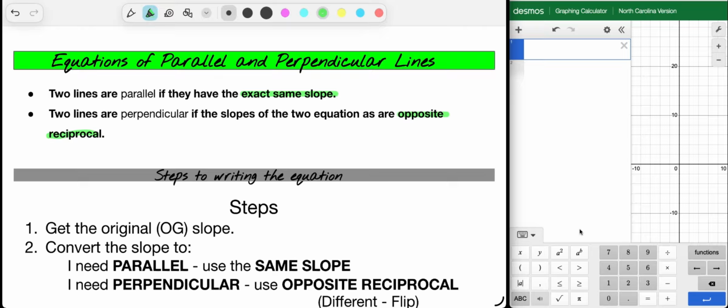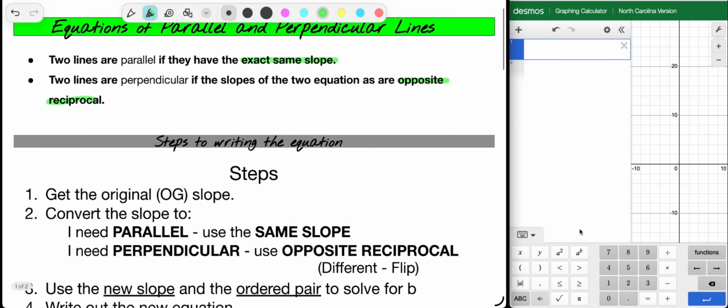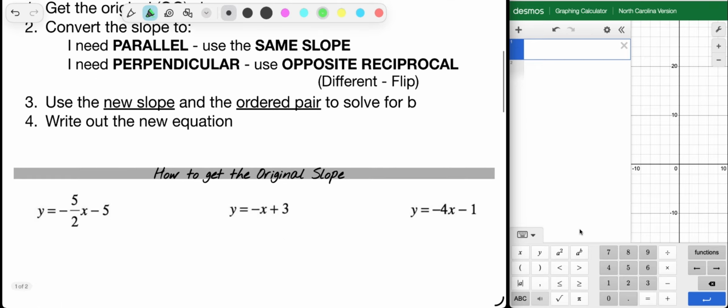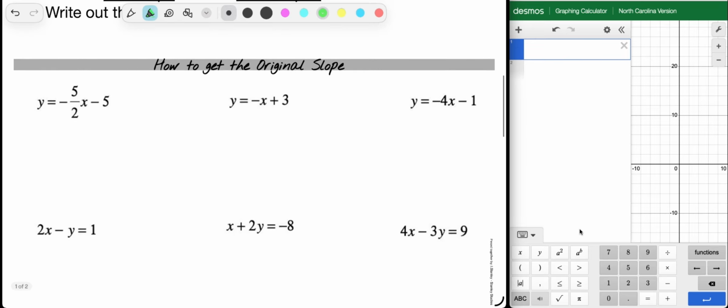That's what they mean by reciprocal. Now, the steps that we're going to use in order to write an equation: we're going to get the original slope, which I will say is the OG. Then we got to convert that slope to be either parallel, which is the same, or perpendicular, which is your different flip. Then we're going to use the new slope and the ordered pair that they provided us with to find the b. And then we're going to write out the new equation.